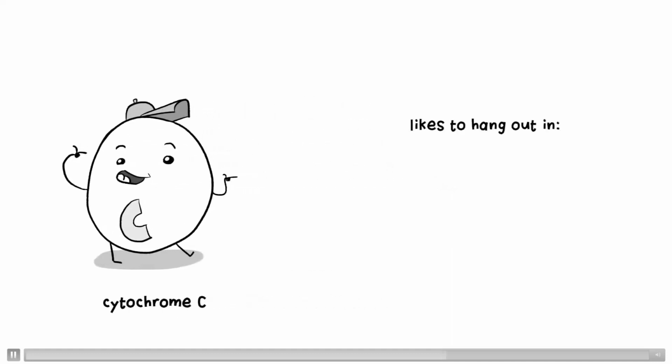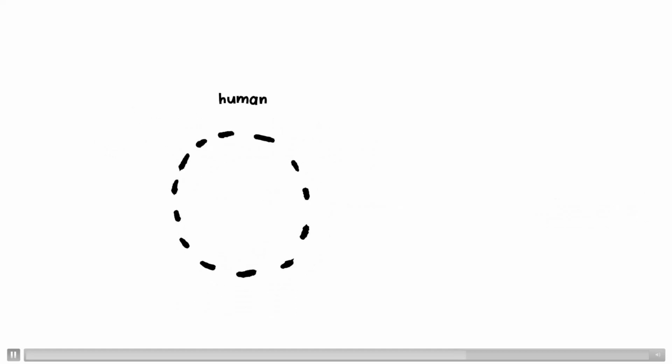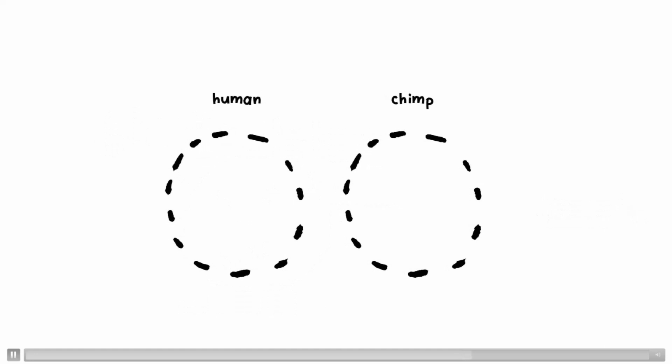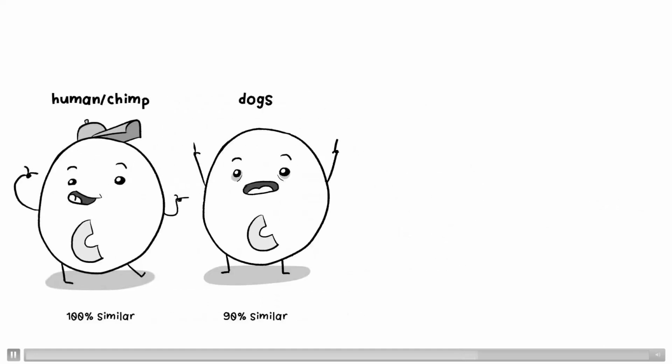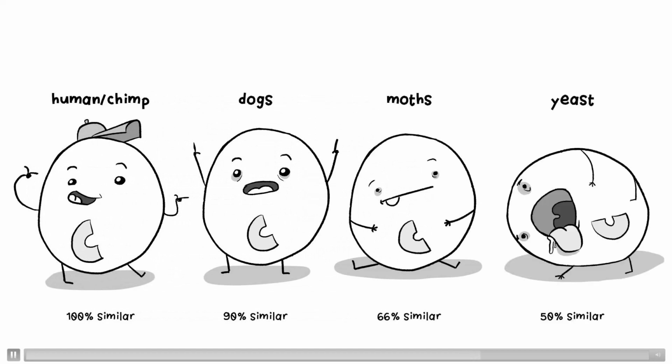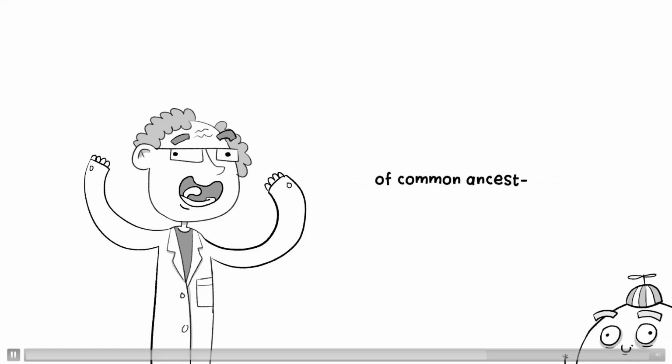You can find a version of him in such places as your handsome or beautiful self, chimpanzees, dogs, moths, even yeast. He's one of the most commonly sequenced portions of DNA, so it's a great test case to see if the similarities hold up and point toward common ancestry. So, if we compare your cute little cytochrome C to this ugly, hairy chimpanzee cytochrome C, they look exactly alike. Weird. With dogs, there's about 90% similarity, moths about 2/3 similar, and yeast only about half similarity. Wow, just what we'd expect. These results must be really strong evidence of common ancestry.